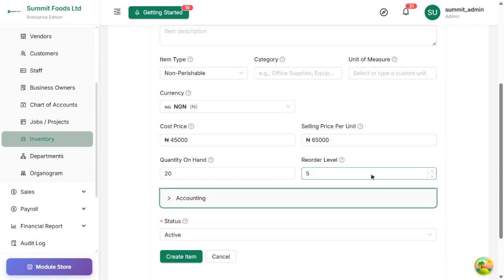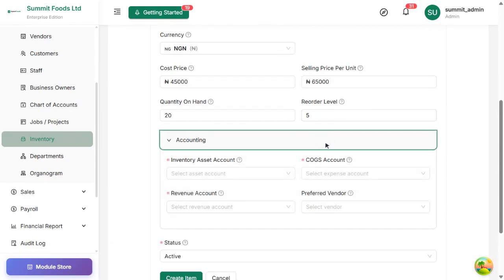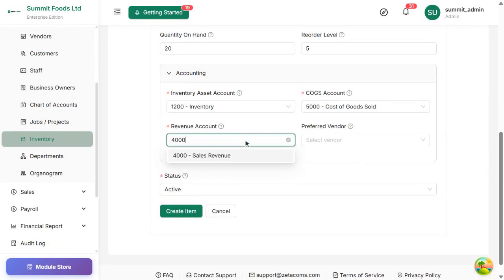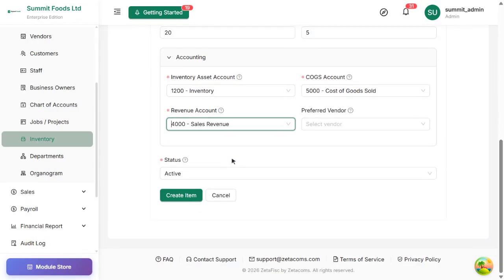Now the accounting. We open the accounting section and link the item to 3 ledger accounts: the inventory asset that holds its value, the cost of sales account charged when it is sold, and the revenue account credited on a sale. And we create the item.